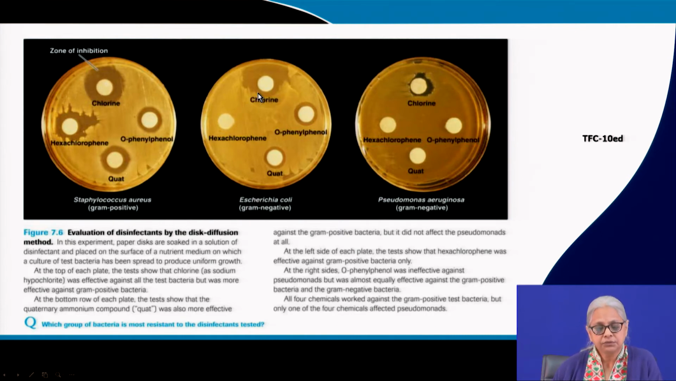It is somewhat effective against E. coli and not effective against Pseudomonas aeruginosa. You can see the zone of inhibition becoming smaller and smaller. The same thing for the other antibiotics. Pseudomonas aeruginosa is completely resistant to the other 3 antibiotics.